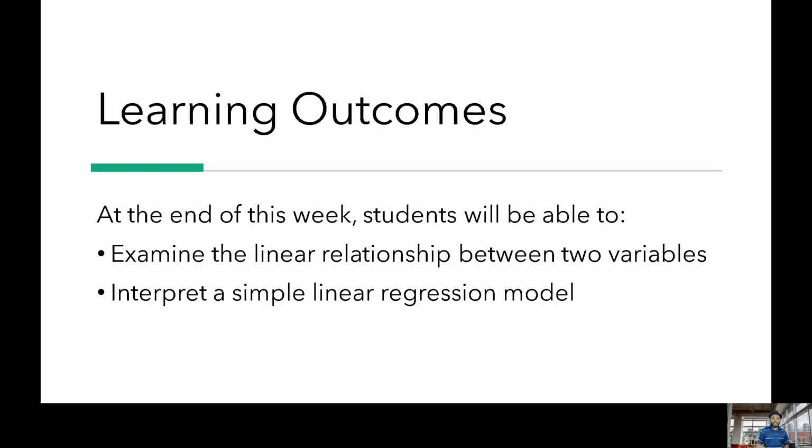Our learning objective today is that by the end of this video, you will be able to examine the linear relationship between two variables. You'll also know how to interpret a simple linear regression model. So the things we'll look at is how to calculate and interpret the correlation between two variables. So far, we've been looking at just one single variable. Now, we'll look at a situation whereby we have two quantitative variables and we want to look at their linear relationships. We'll also want to determine whether the correlation between two quantitative variables is significant.